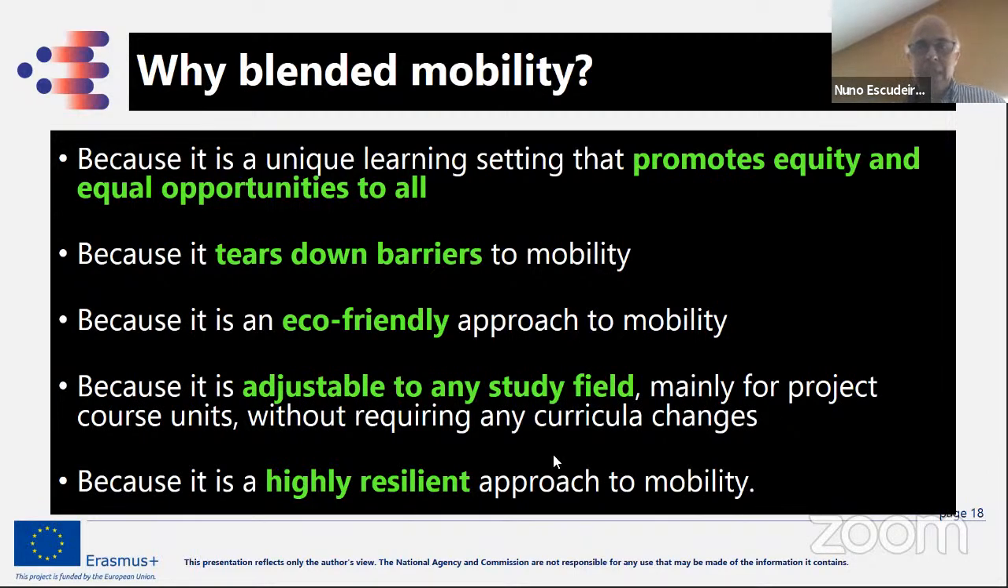This is really democratic education, because no matter what barriers the students are facing, they can benefit from this international mobility, because they will not be forced to be far apart abroad for a long period. And this is a way to tear down all, or most, of the barriers to mobility. This is an eco-friendly approach, and very importantly, it is easily adjustable and can be adopted by any degree, because it does not require any curricular changes.